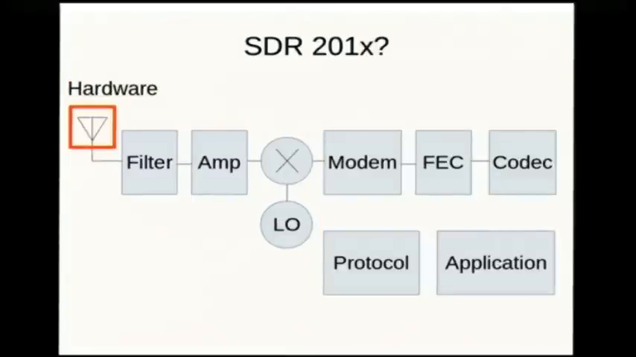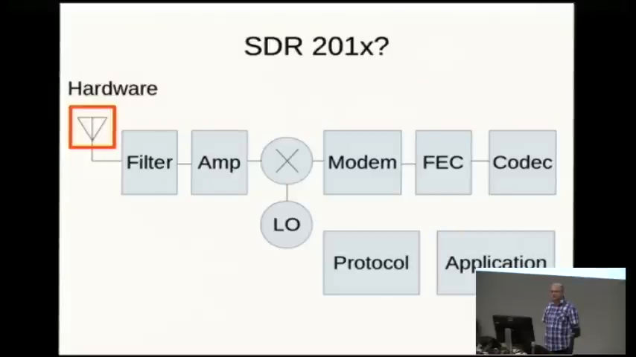This is where I'm interested in going. Can the only thing that's left be the antenna that's actually hardware? Now, that's a real aggressive goal and a simplification. What might actually happen is that things like the filter and amplifier might be a combination of open source software and some very simple hardware. But I want to keep pushing towards that vision.